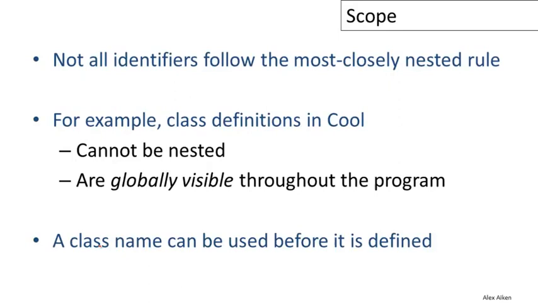Now, it's important to understand that not all identifiers follow the most closely nested rule that we outlined before. For example, a rather large exception to this rule is class definitions in COOL. Class definitions cannot be nested, and in fact, they are globally visible throughout the program. What does that mean? That means that a class name is defined everywhere. If it's defined anywhere in the program, that class name is available for use anywhere in the program. In particular, a class name can be used before it is defined.